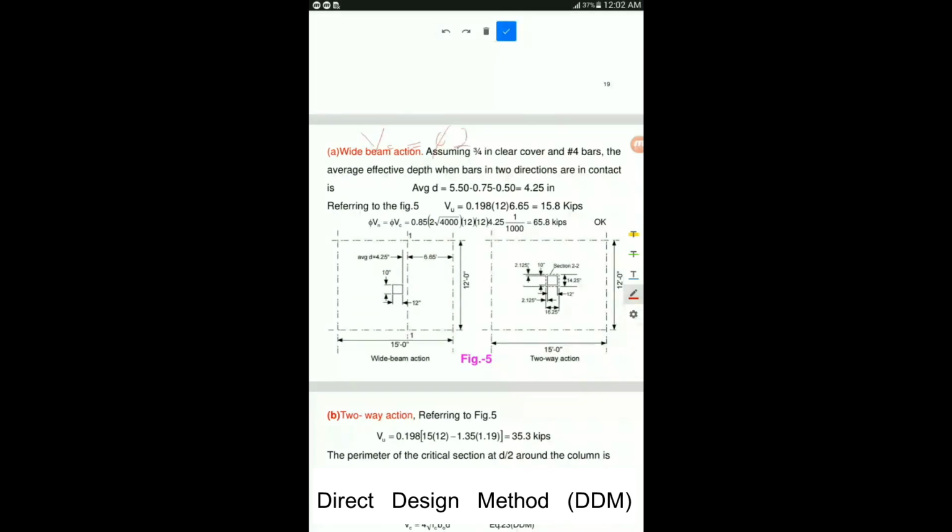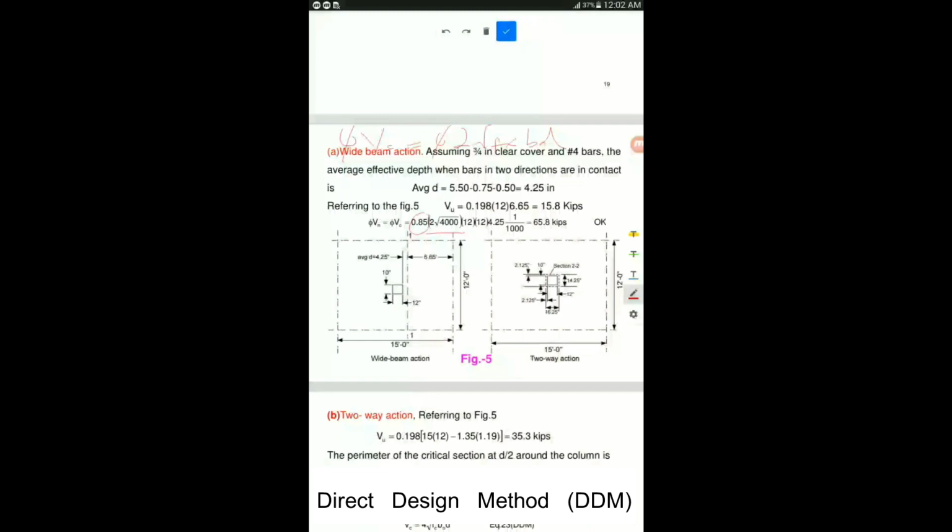Phi into 2 into under root fc dash into b into d. This is the formula for calculating one-way shear strength. So this is phi 2 under root fc dash into b into d.